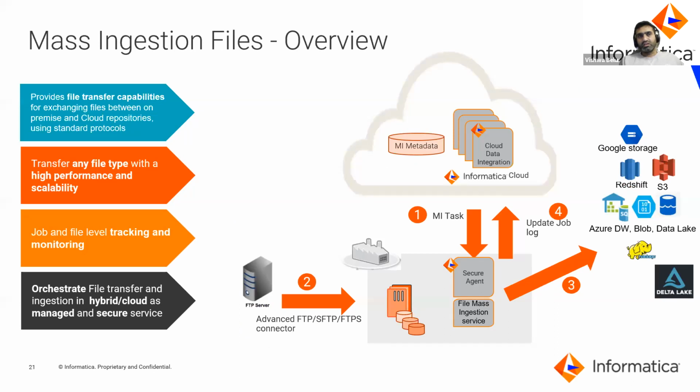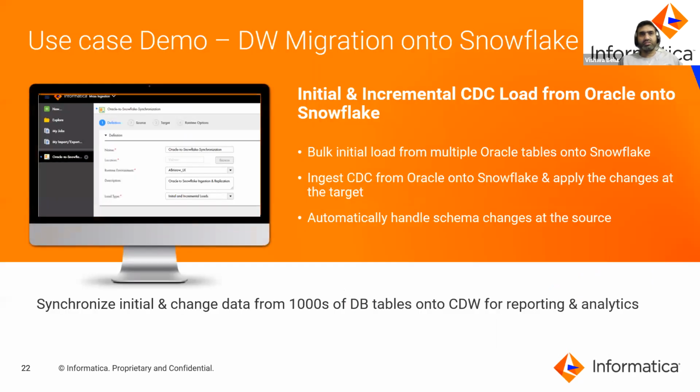And finally, mass ingestion files, which would help you to move data from your on-prem file sources into the cloud data lake or data warehouse for consumption, or even cloud to cloud movement. For example, Amazon S3 onto ADLS Gen 2. Such use cases can also be solved. Essentially, cloud to cloud, ground to cloud, and cloud to ground use cases are solved with mass ingestion files.